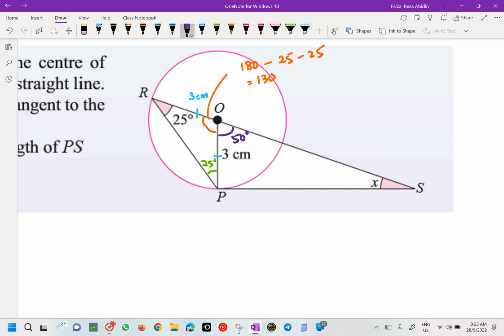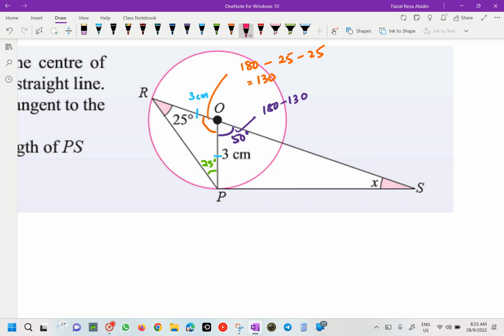To get this one, 180 minus 130, you are going to get 50 back. If you want to do that one also, no problem. No harm. Okay, the question just now is asking for our x.